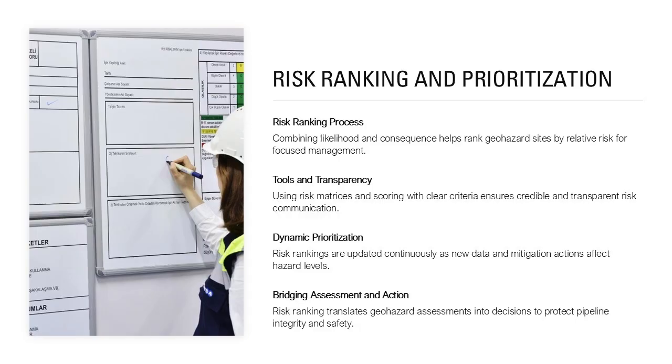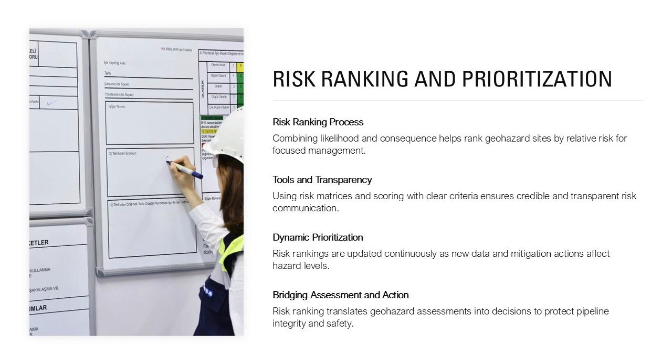Risk matrices, scoring systems, or quantitative risk metrics may be used, depending on the maturity of the program and data availability. Transparency in scoring criteria and weighting factors is essential to maintain credibility and support internal and external communication. API RP 1187 encourages documentation of assumptions and rationale behind risk rankings.